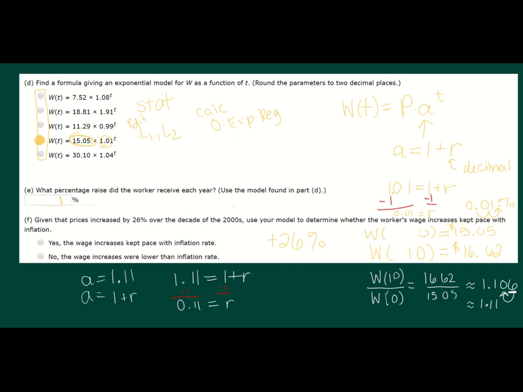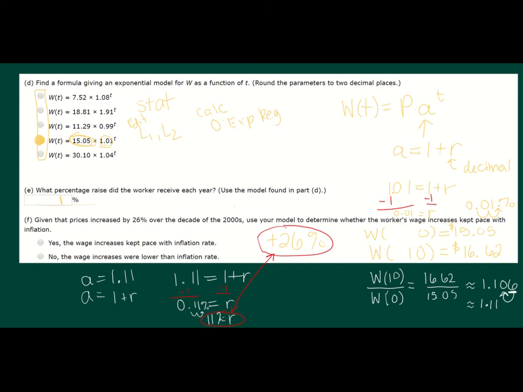I need to turn this into a percent. They told us the inflation as a percent, so we need to be able to talk about our wage increase as a percent. The way we do that is we multiply by 100 and write the percent sign. So what we wind up with is 11% is equal to R. 11% is how much our wage went up over the decade. So if the prices of all of the things you have to purchase in order to survive go up by 26%, but your wages only went up by 11% that decade, your wage did not keep up with the inflation of the economy around you.